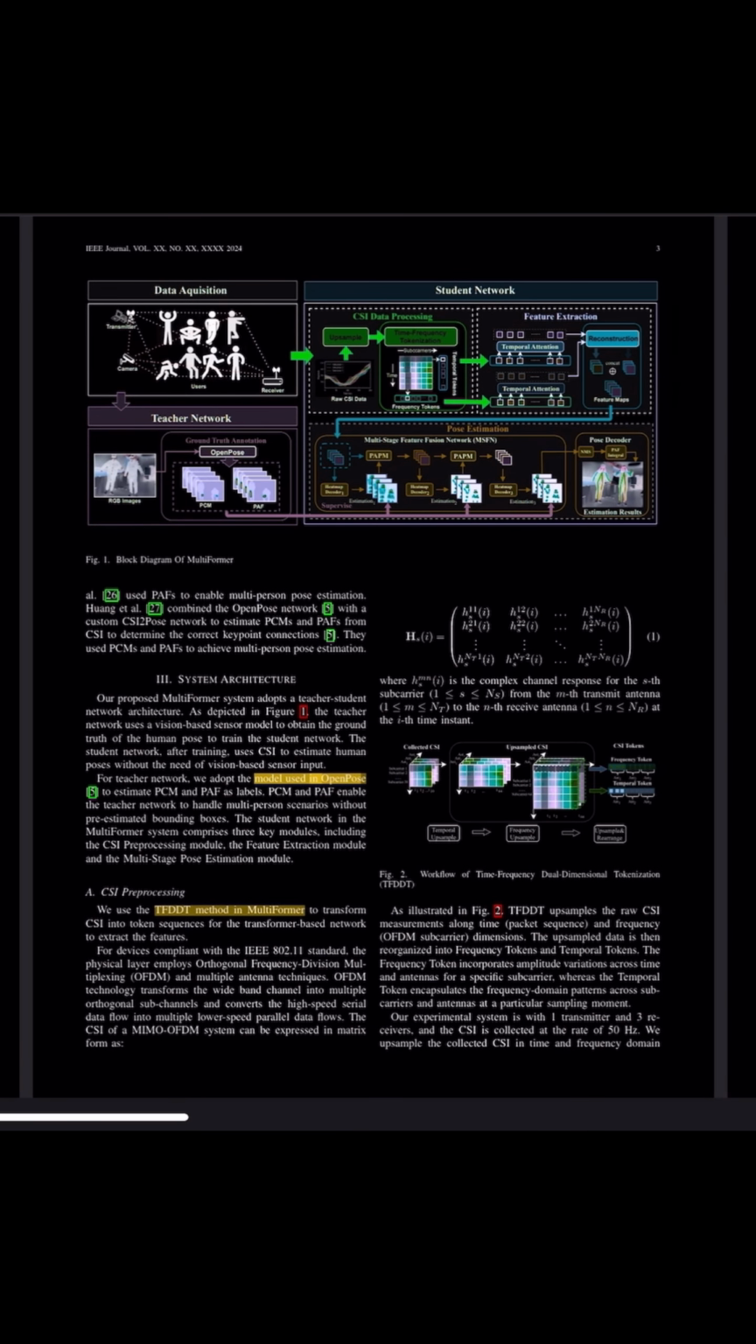So here they basically deep dive into the architecture. They start by taking raw CSI data from three receivers at 50 Hertz and upsample it using a sinc kernel along both time and frequency. And two token vectors are created, frequency tokens and temporal tokens. Each token is 1296 in dimension. And the transformer processes these in two separate attention pathways, as seen in these images.